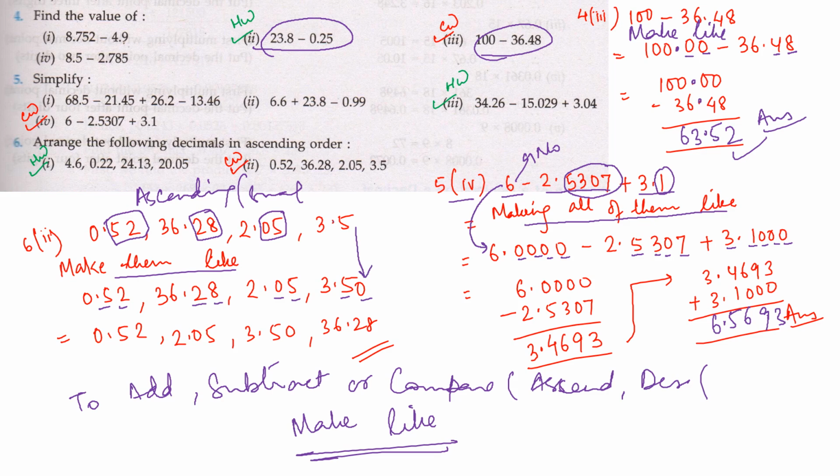Now which one is the smallest? 0.52 is the smallest, then 2.05, then 3.50 and 36.28. These all things are already done. There is nothing new. Only you have to remember to make them like. Always like. Very first step, make like, then do whatever is asked.